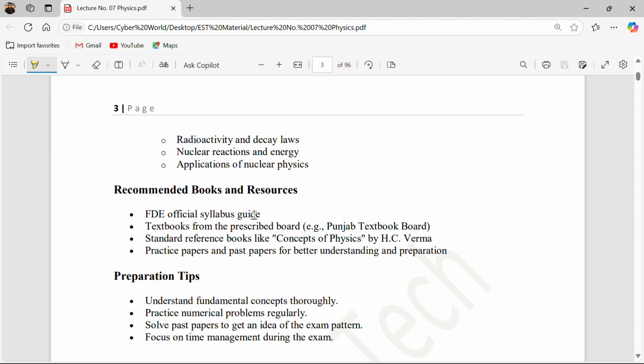So these are basically the recommended books. So EST test, this is for 14 scale.